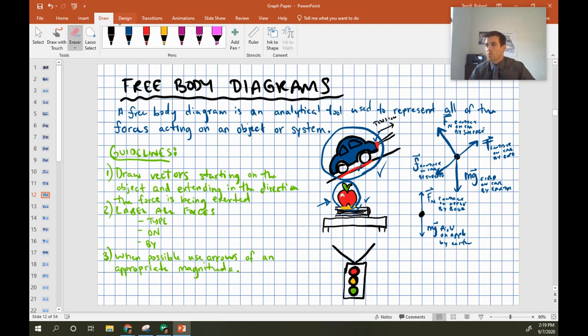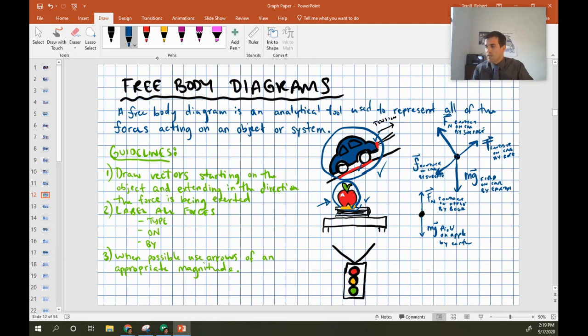Friction only shows up when motion is happening or motion could happen. This apple, even if it was on a frictionless surface, would stay put. It's not going to slide a direction. If I started inclining it like that car is, well, then we start having friction. But the apple's good where it is. It's not going to go anywhere, so we don't need friction.